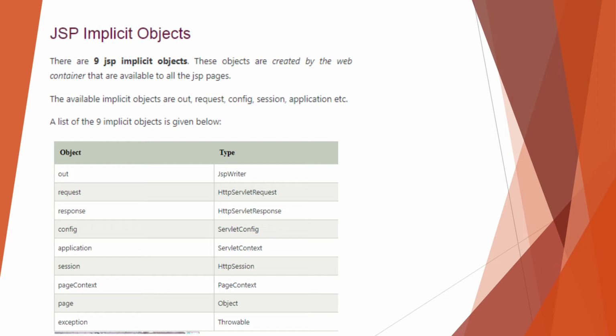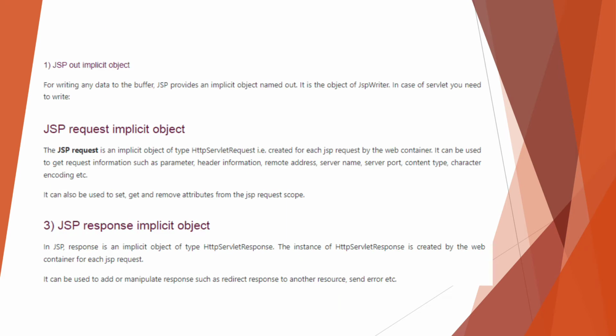Now look at each object in depth. First of all, what is the JSP out implicit object? This is a PrintWriter object used to send output to the client.